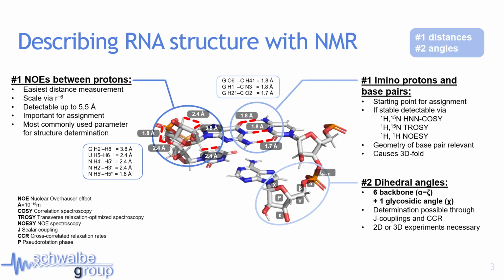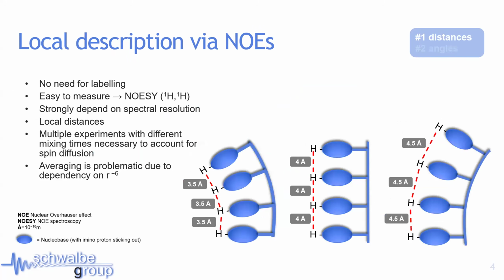The last point, I think you're also quite familiar with, dihedral angles. Compared to proteins, where I think you have only two backbone angles, in RNA we have a total of six backbone angles and one glycosidic torsion angle. And we can determine all of those seven angles using J couplings and cross-correlated relaxation rates with 2D or 3D experiments.